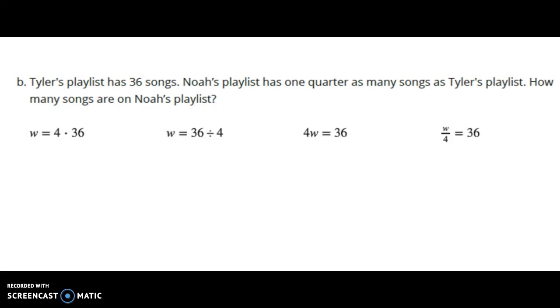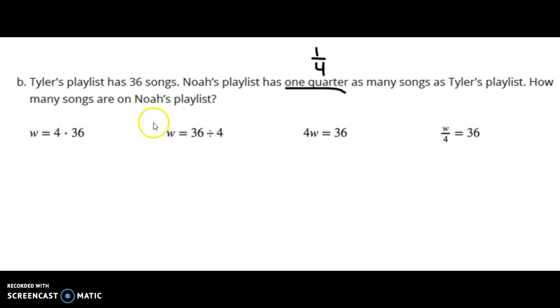Tyler's playlist has 36 songs. Noah's playlist has one quarter as many songs as Tyler's playlist. So I'm going to start off just by annotating here. I know that a quarter is a lot less. So that tells me that Noah is going to have a lot fewer songs than Tyler, who has 36. How many songs are on Noah's playlist?